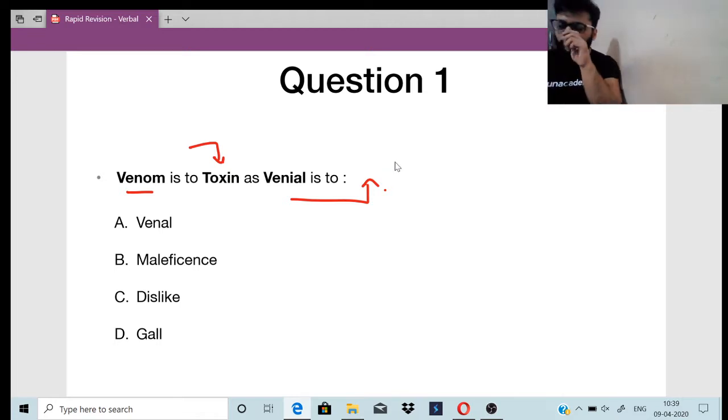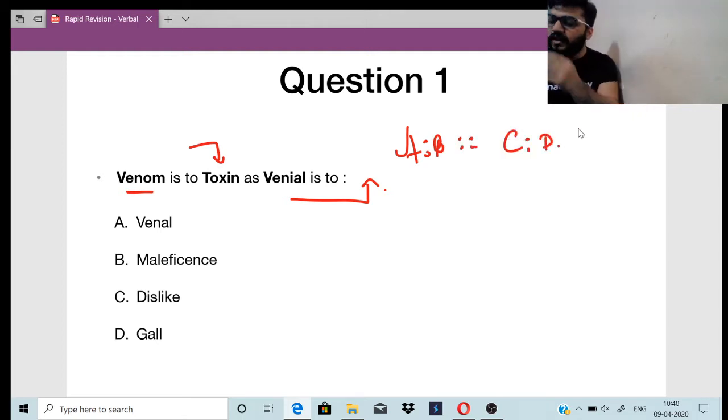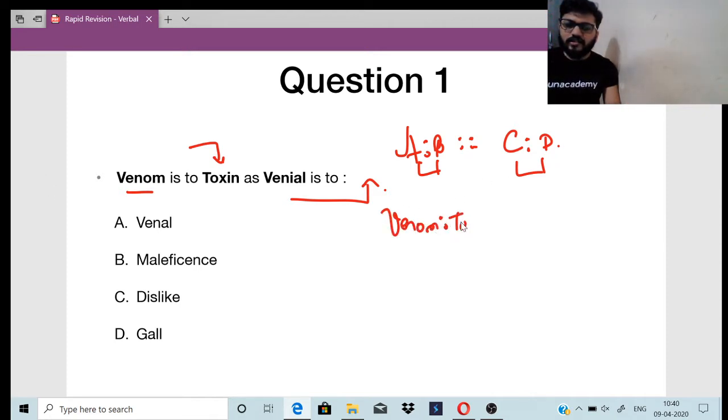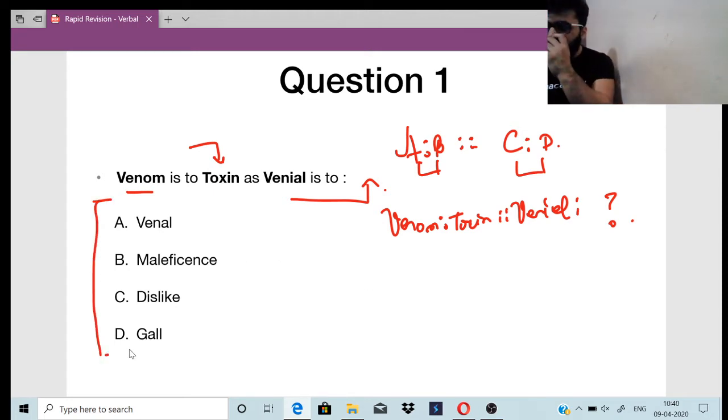Basically, what are verbal analogy questions? They are like this: A is to B, as C is to D. So these are called verbal analogy questions. The relationship has to be similar in both pairs. That is called an analogy. Here, venom is A, toxin is B, and similarly venial is C. So what will be D? You have to choose from the answers: venal, maleficence, dislike, and gall.